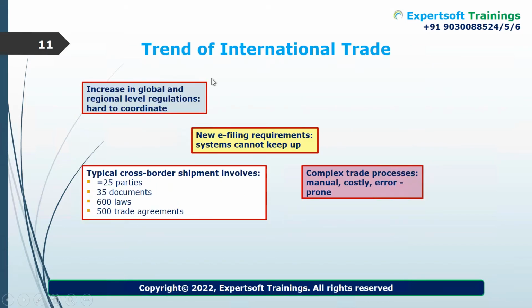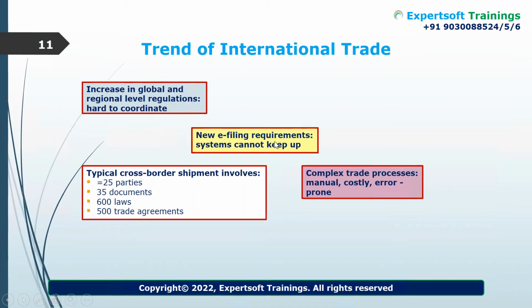Yeah. So the trend of international trade is an increase in global and regional level regulations, and it's very hard to coordinate, right? Recently, the sanctions on Russia just got increased from the US perspective and from the European Union perspective, right? So it's very hard to coordinate when you do all the activities manually. GTS as a system offers all the relevant master data that you need to set up from a sanctions perspective, or for the day-to-day updates that happen in international rules and regulations. So that can be easily automated, right?